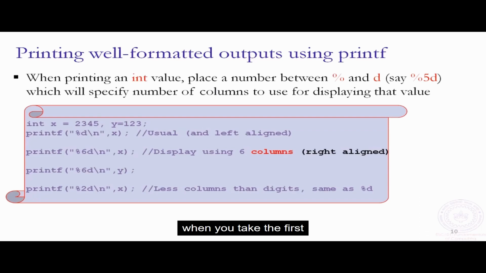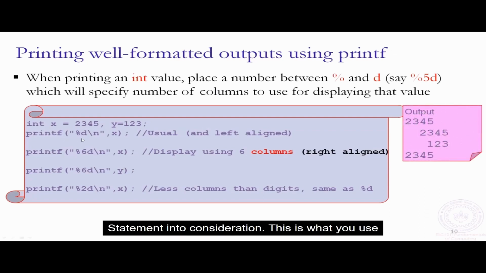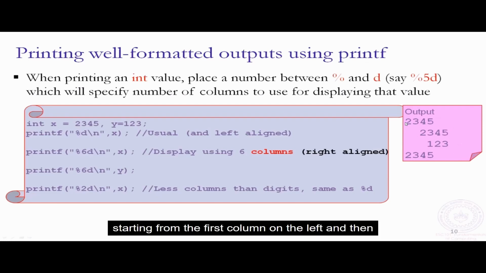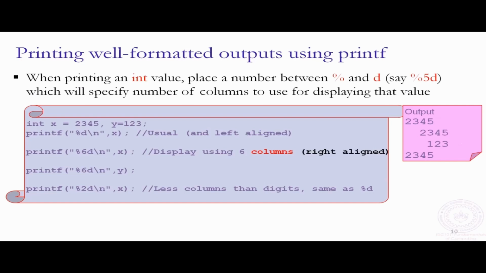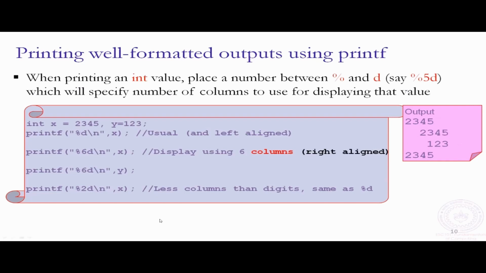When you take the first statement into consideration, this is what you use typically. And what happens here is that your output shows up starting from the first column on the left and then taking as many columns as are necessary to print this number.